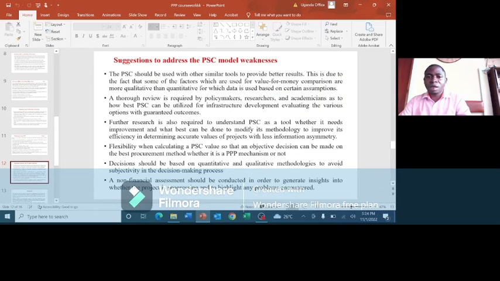Suggestions, one is that the PSC should be used with other similar models to provide better results. Then also a thorough review is required by policymakers, researchers and academicians as to how best PSC can be utilized for infrastructure development.